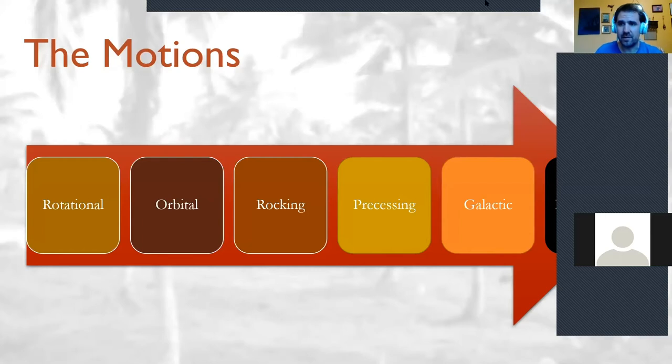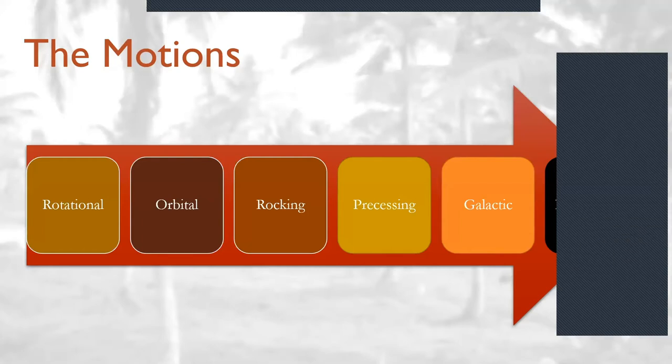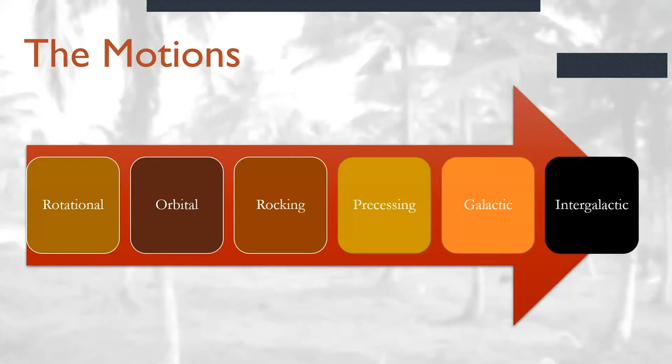Now, our different forms of movement from today, we started really small with just the rotation of this tiny little grain of sand that we call Earth, and we moved all the way up to the intergalactic movement, those motions of galaxies and galaxy clusters throughout the vastness of the entire universal web.